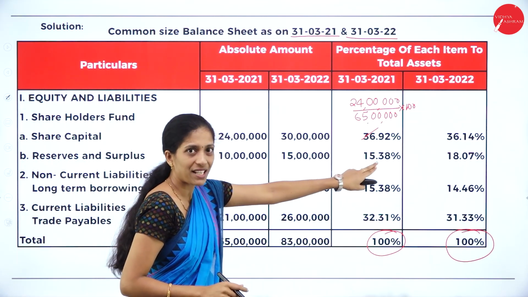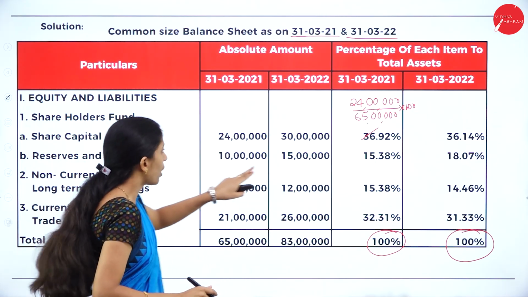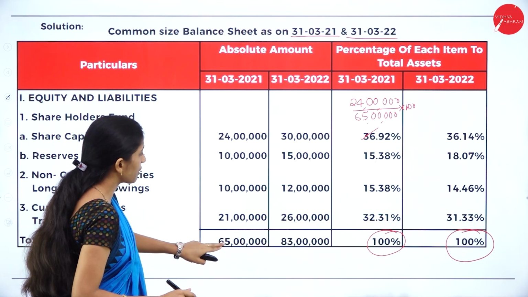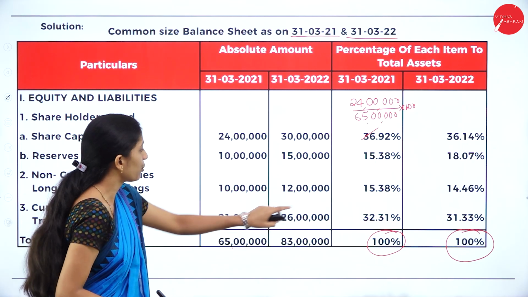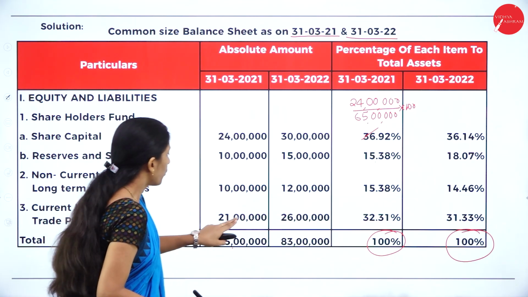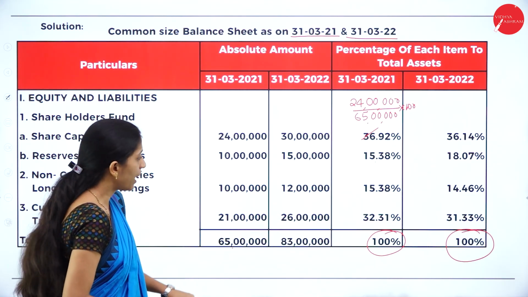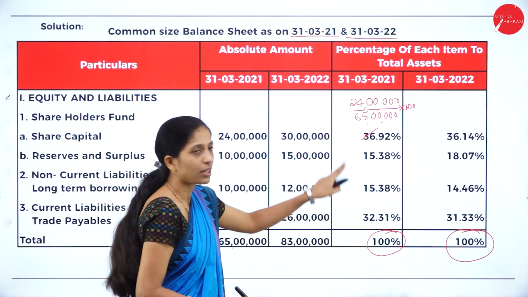In order to get this percentage, 15.38, how do you calculate? 10 lakh divided by 65 lakh into 100. Next, for this one, 21 lakh divided by 65 lakh into 100. Like that you will do for 2021.